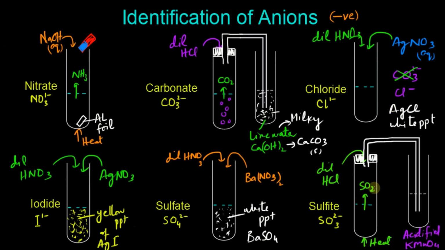So we'll pass the SO2 gas through the acidified potassium permanganate, which is a purple colored solution. And when we pass SO2 gas through it, its purple color is decolorized. If this happens, we'll say that the solution contains sulfite ions. So we are adding HCl to the solution, heating it, sulfur dioxide gas is released that converts the acidified potassium permanganate from purple to colorless. So this is all about the identification of anions, and you have to learn all these tests.